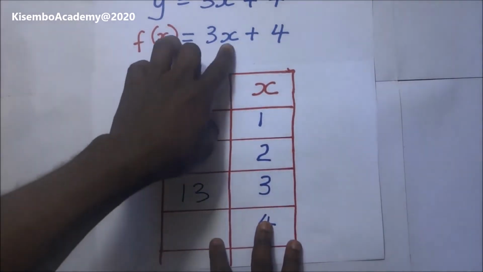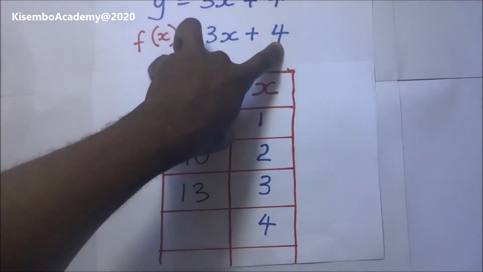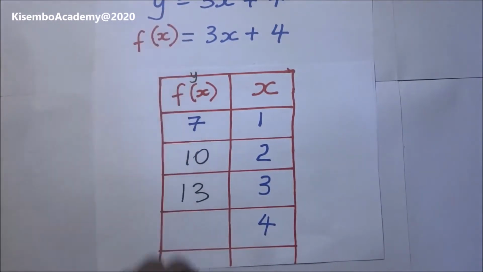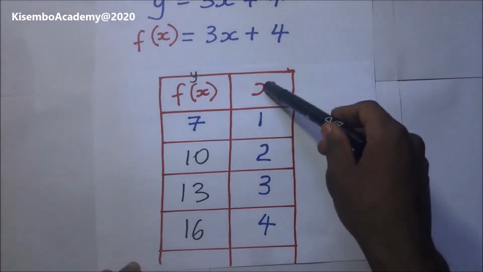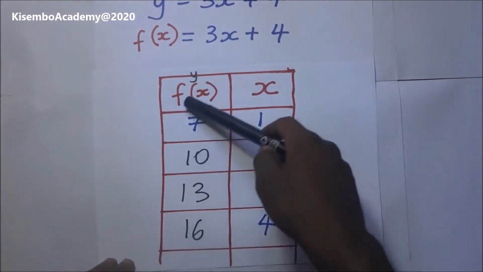Likewise, if I put a 4 here, 4 times 3 is 12, 12 plus 4 is 16. So my value of y, or the f of x, is 16. What I'm trying to show is that for every input we are putting in here, we are getting a certain amount of output.